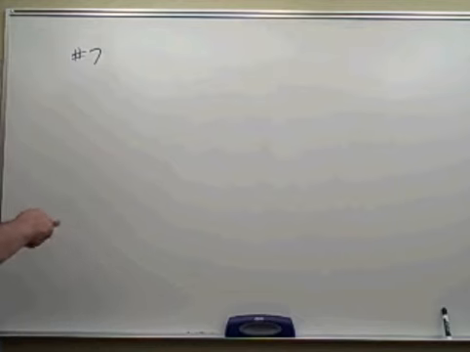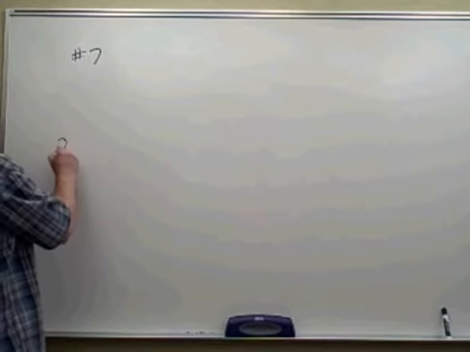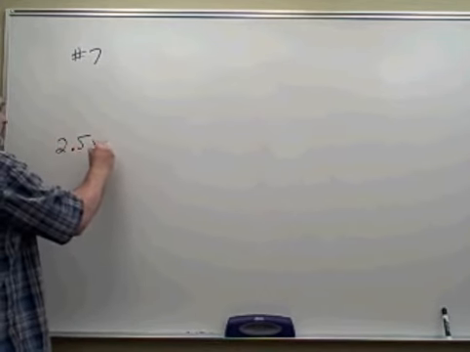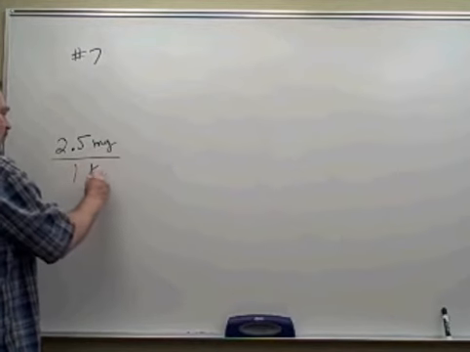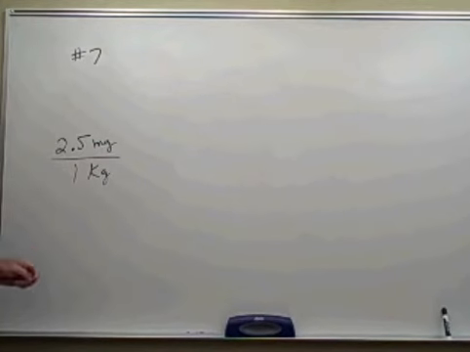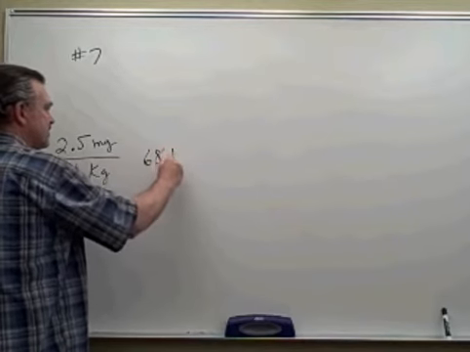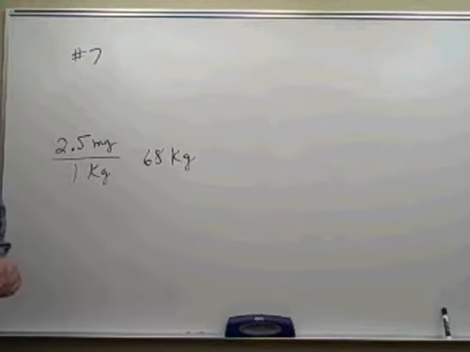So it told us that the rate of administration of the drug is 2.5 milligrams for every 1 kilogram of a patient's weight. This basically gives us a conversion fraction we can use. And it said that the patient weighed 68 kilograms. Make sure I've got those figures down right here.